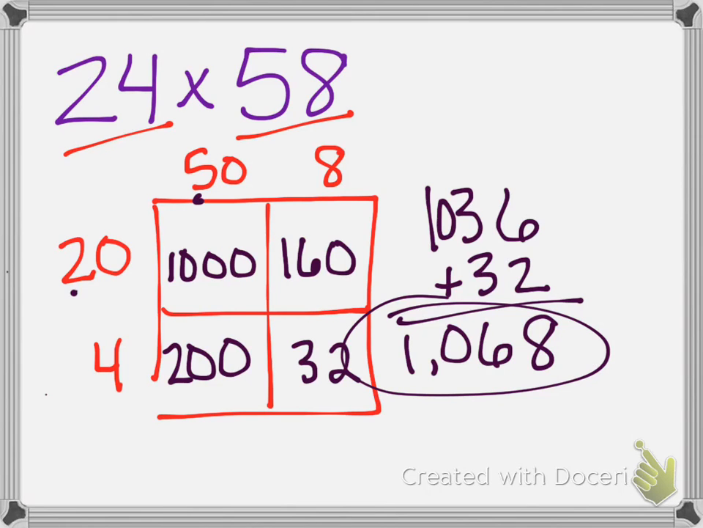That's the end of the examples. Hopefully this helped you out with multiplying a 2-digit times 2-digit with an area model.